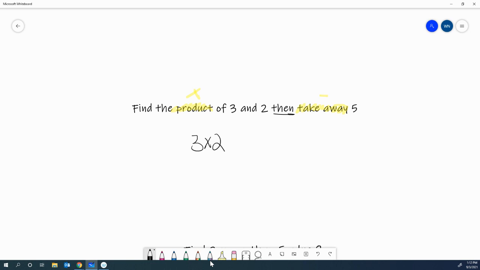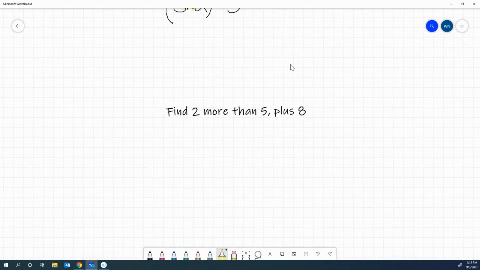Whenever you see the word then, it's a clue that something is going to have to happen after it. It's also a clue that we could use some parentheses, because 3 times 2 happens first. Then we take away 5. So, find the product of 3 times 2, then subtract 5. Looks good. Let's move on to the next one.